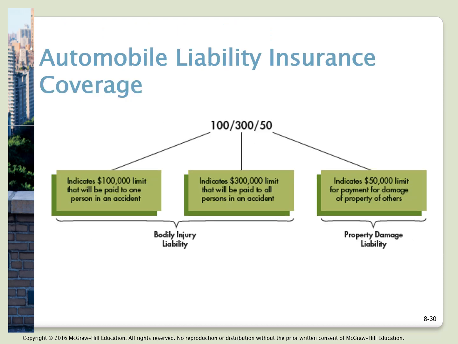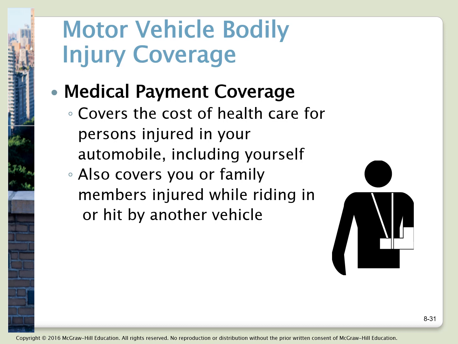Automobile liability insurance again walks through that 100, 350. 100,000 limit that will be paid to one person in an accident, 300,000 limit to all persons involved in an accident for bodily injury, and then the other side, the property damage, that's the $50,000. That's liability coverage insurance on a vehicle.